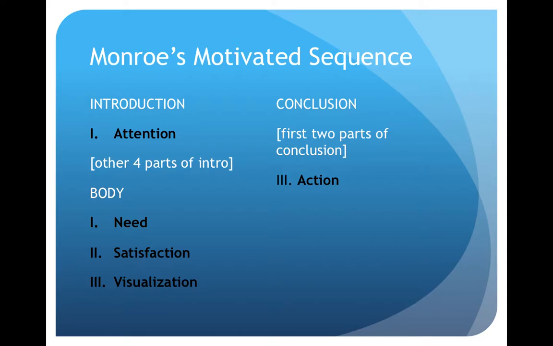The third section, the third main point of Monroe's motivated sequence is actually kind of what makes it unique, and it's called a visualization section. And what I really like about the visualization section is that it really doesn't require any outside research to do. It's actually kind of an exercise in creative writing, and it's a really excellent place to put in some pathos, some emotional appeals into our speeches.